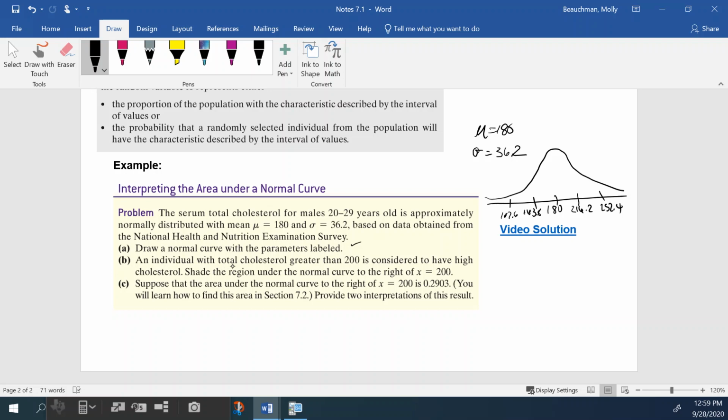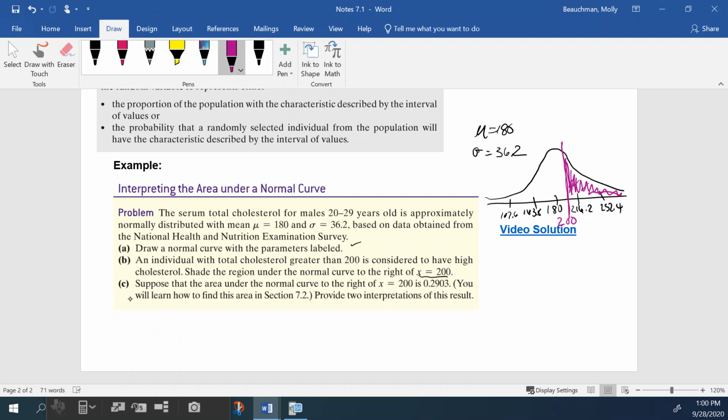B says an individual with total cholesterol greater than 200 is considered to have high cholesterol. Shade the region under the normal curve to the right of x equals 200. So 200 is somewhere in between the mean and the first z here. So there's about 200. And it's considered high if it's 200 or higher. So that's the area that we're looking at. So there are 2 ways to interpret that.